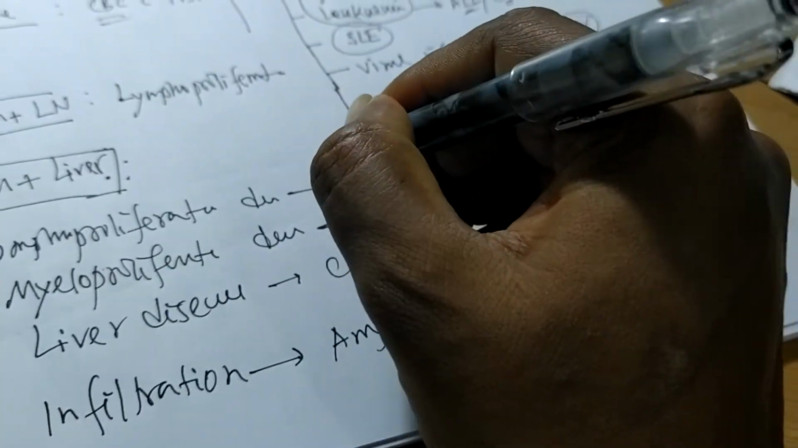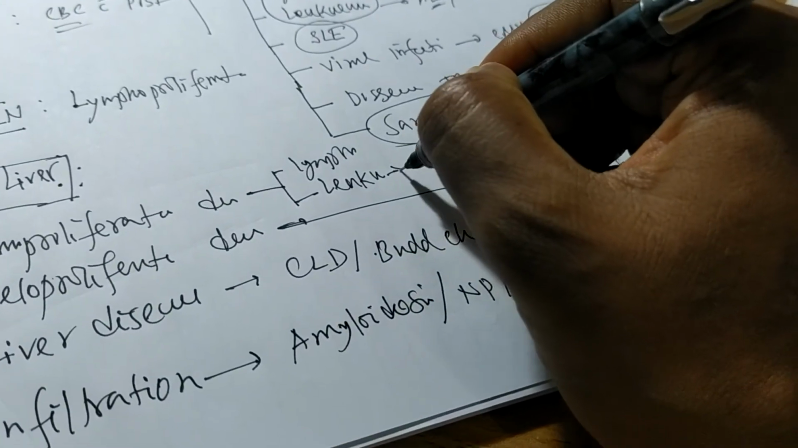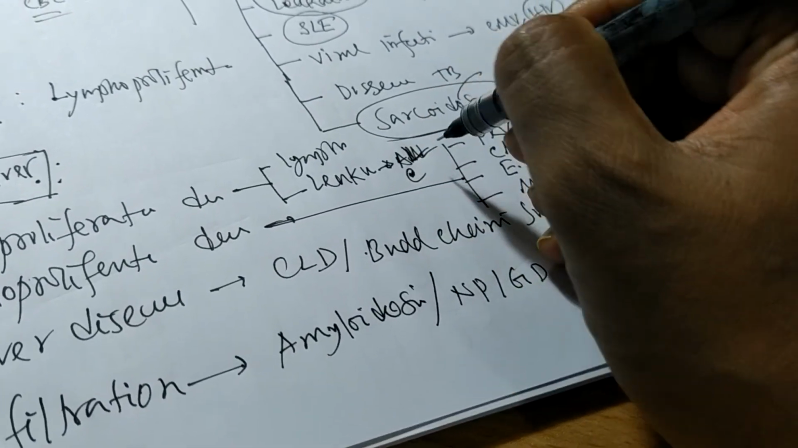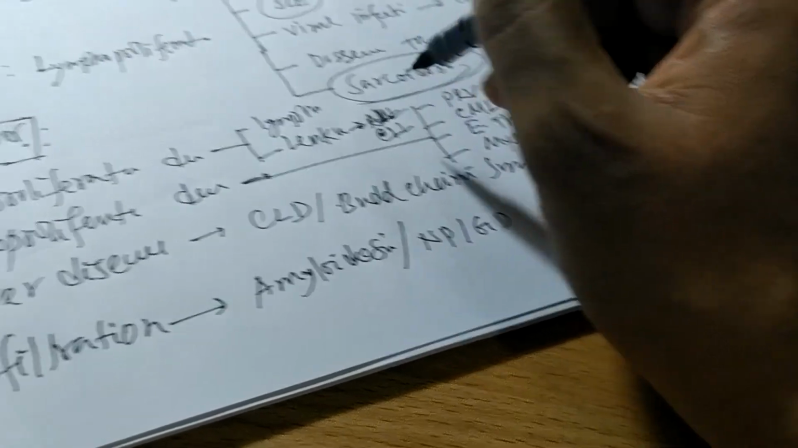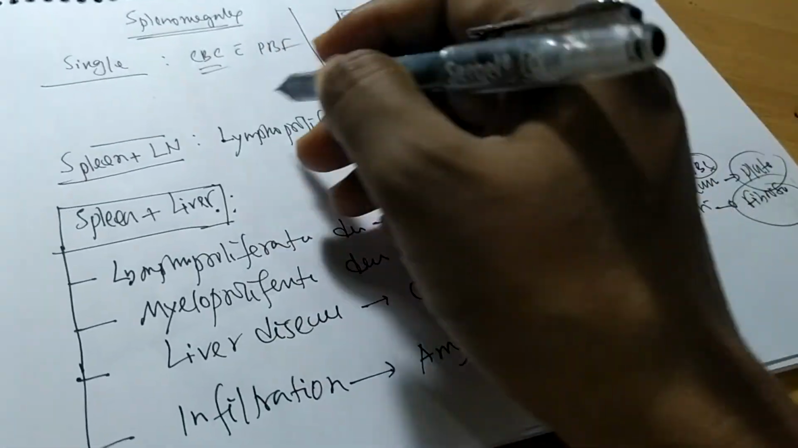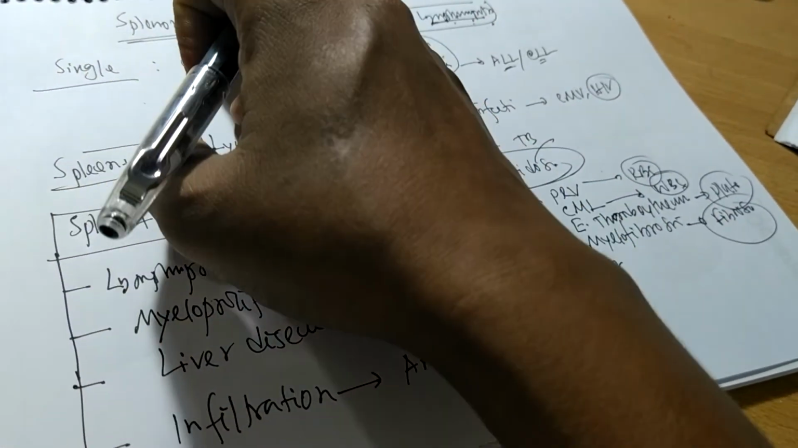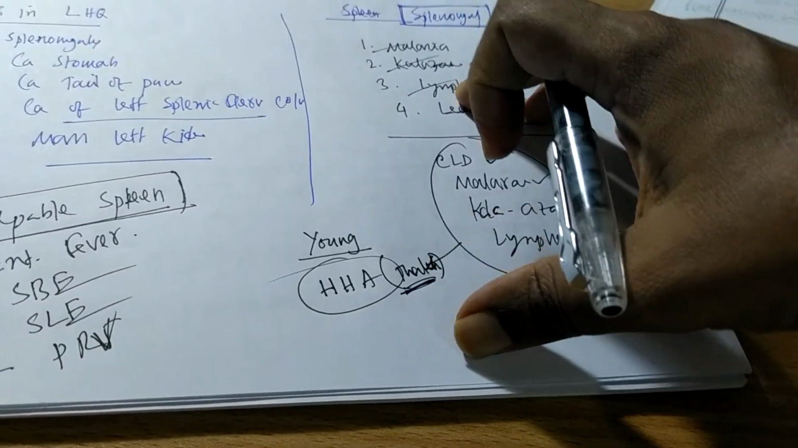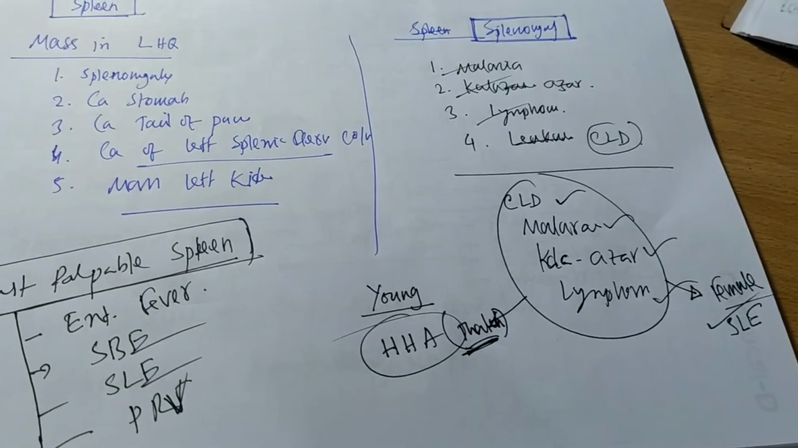And lymphoproliferative disease means here lymphoma and leukemia. Here leukemia means mainly ALL, acute lymphoblastic leukemia, and CLL, chronic lymphocytic leukemia. Okay. So these are the causes of splenomegaly, hepatosplenomegaly, and these are the causes of splenomegaly with lymphadenopathy. And previously I said only the causes of splenomegaly, and the differential diagnosis of a mass in the left hypochondriac region. Okay.